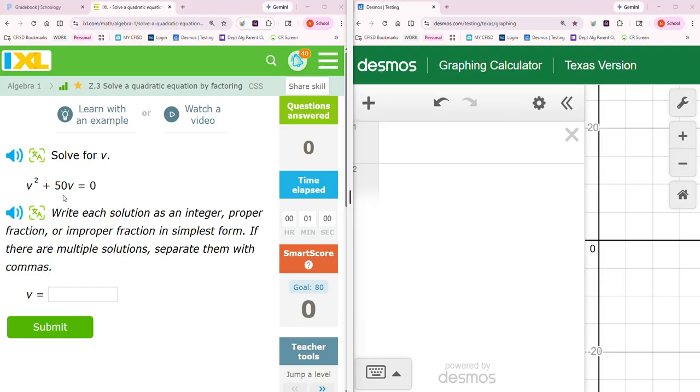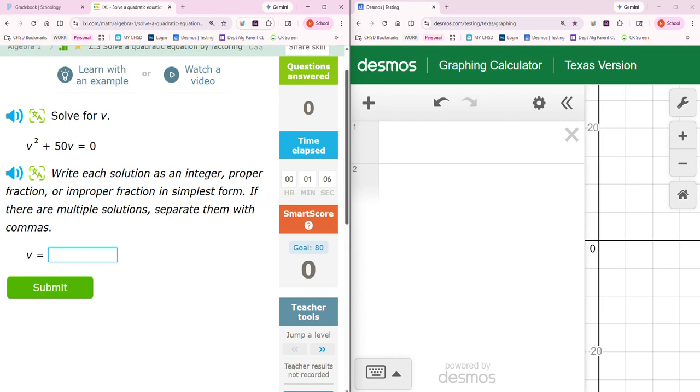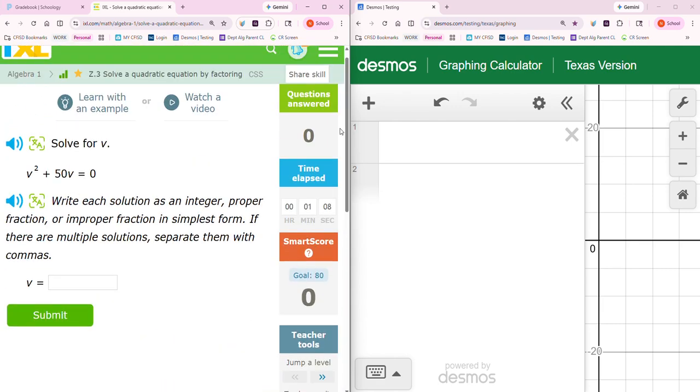Okay, when I have a binomial like this, we can go ahead and think that we have a GCF between v squared and v. So I have a factor of v. Then when I take out the v, I'm left with a v and then a plus 50 on the inside. So now that's going to give me v is equal to 0 and negative 50.